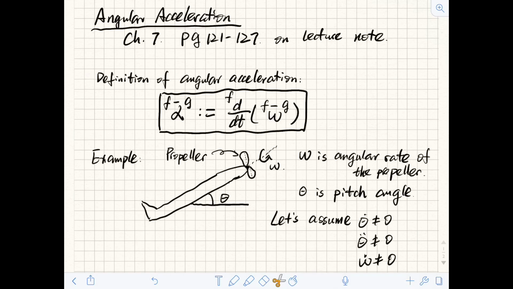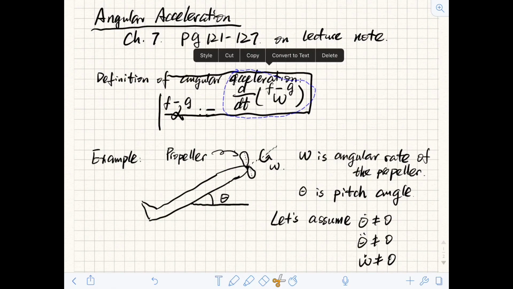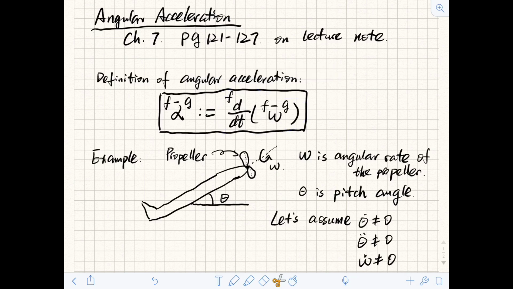To find the angular acceleration of some reference frame g in F, it is defined as the derivative of the angular velocity of g in F with respect to the F frame.